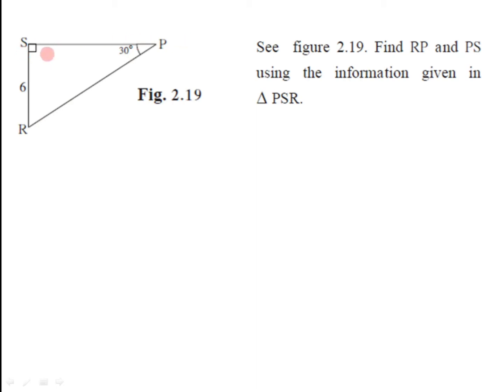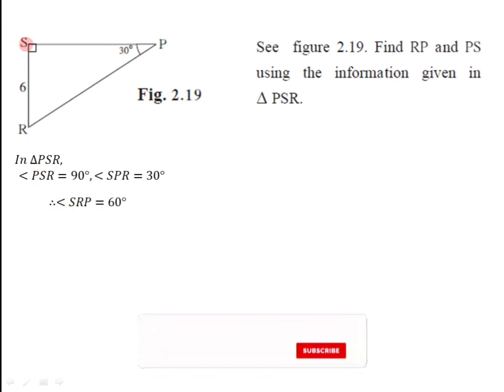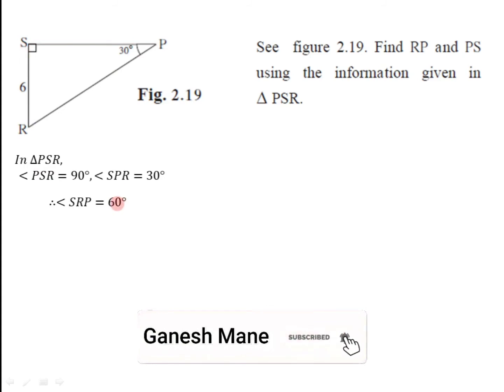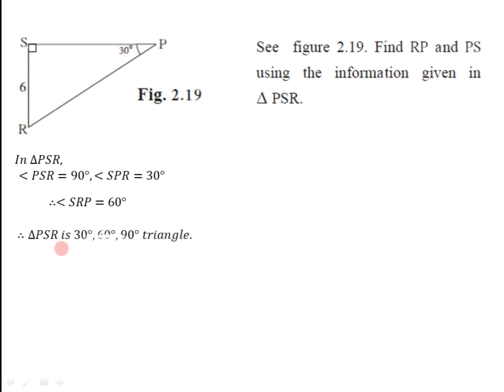Now, if we consider this triangle PSR, in this one, the measures of two angles are given, that is angle PSR is 90 degree, angle SPR is 30 degree. So if it is so, the remaining angle must be of measure 60 degree, and the remaining angle is angle SRP. So measure of angle SRP is 60 degree. From this we have a triangle PSR, which is 30 degree, 60 degree, 90 degree triangle. That is, triangle PSR is 30-60-90 degree triangle. We can use the theorem of 30-60-90 degree triangle.